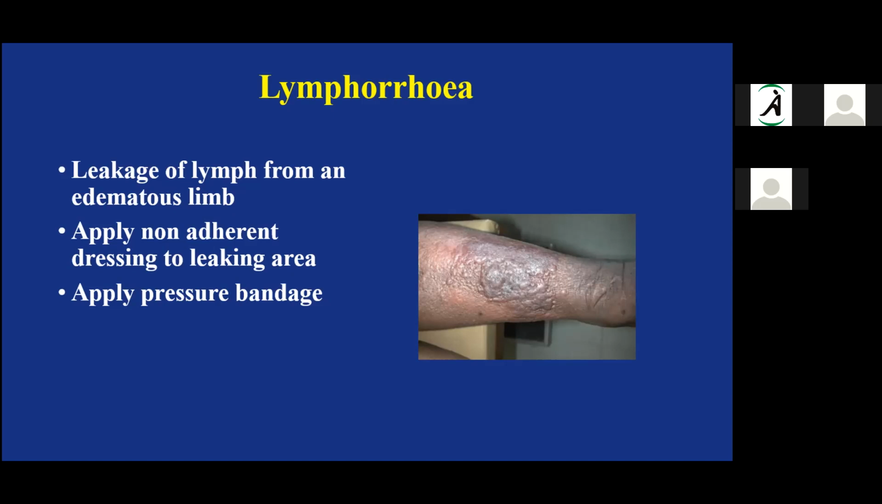There is no contraindication for applying bandaging, crepe bandage, for lymphorrhea patients. You can apply crepe bandage for lymphorrhea patients so that all the extra fluid will come out. One thing you can do is apply a non-adherent dressing like Gamgee pad first on the lymphorrhea site, and then you can apply the crepe bandage.